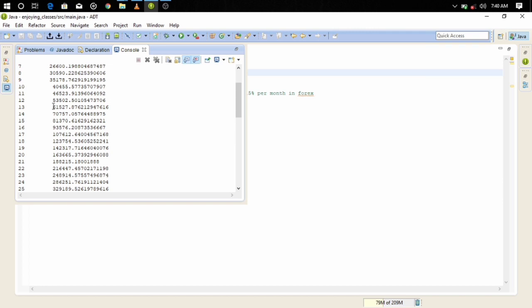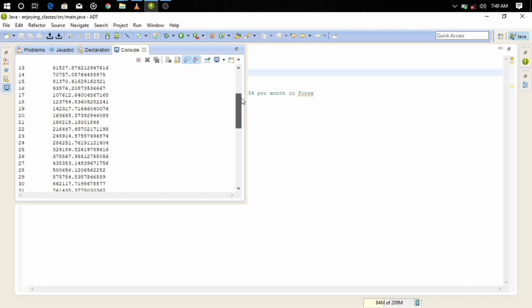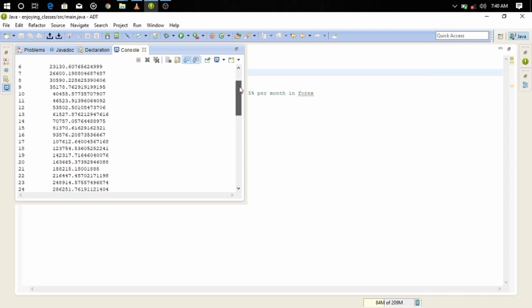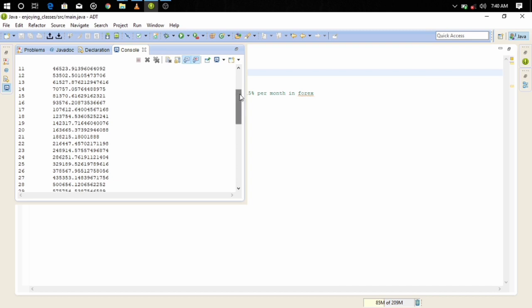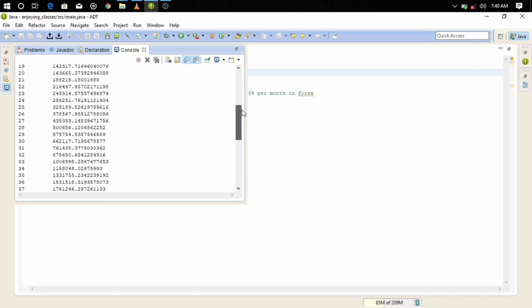In the first year I have 53,502 naira, and let's skip over to this. It went all the way from 53,502 to 286,251 naira in the second year. Everything exploded, right? Now let's look at the third year, which is the 36th month.